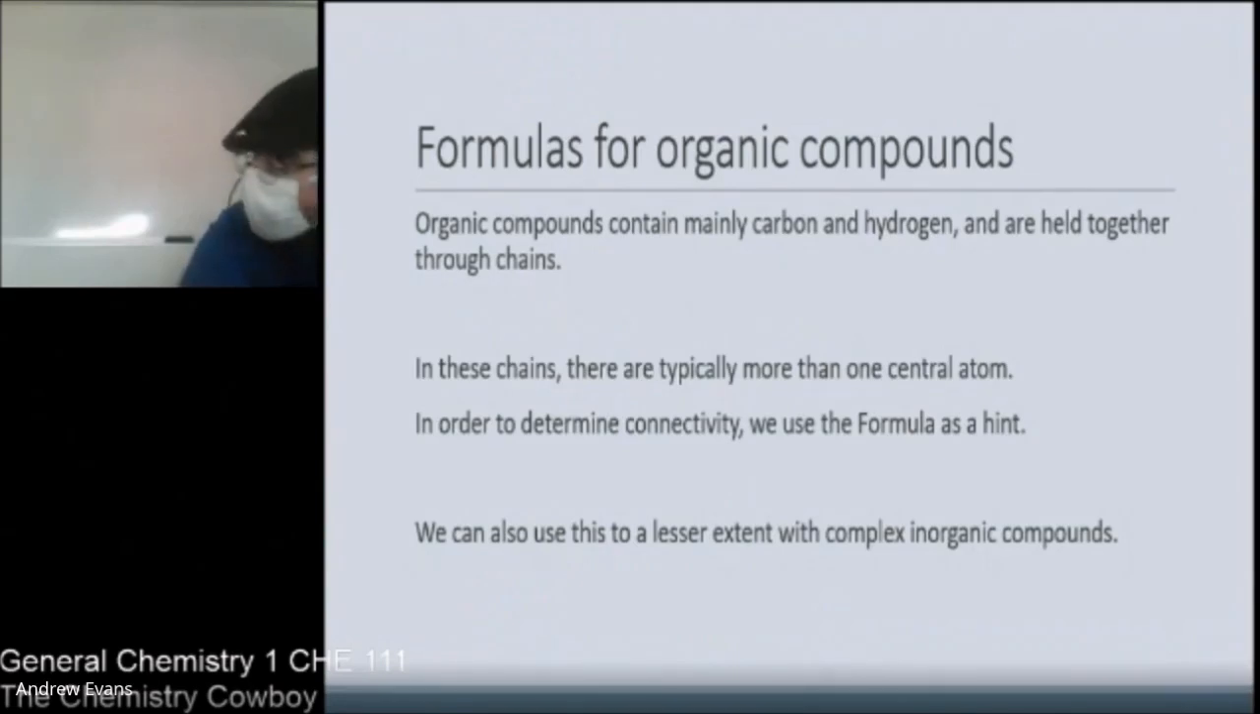They have occasionally some other elements like oxygens and halogens, nitrogens, but it's going to be made up of fragments of what we know. But it's going to be a lot of chains. These chains, each chain will have a central atom. So there's not just one central atom, but typically, more than one central atom. And in order to determine connectivity, we're going to use the formula as a hint. If you have to take organic chemistry, the name will tell you later, but we're not at naming these guys. So we're going to use the formula for a hint. We can also use it, to a lesser extent, for complex inorganic compounds.